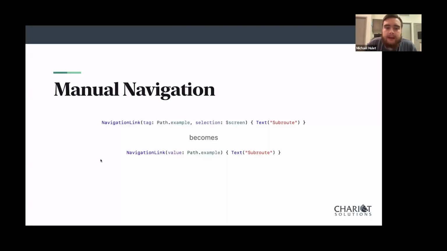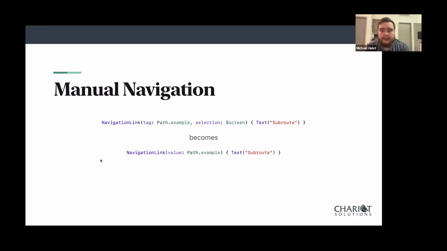In this first one with manual navigation, previously you would have a data type that enumerates all the screens you can go to from this view. And it'd be hashable. You pass that as the tag to a navigation link. And then you would maintain a binding for the currently selected screen. And when that selection is equal to the tag it's given, it displays its content, which in this first one would be that text subroute.